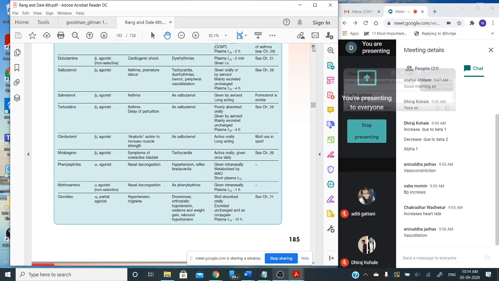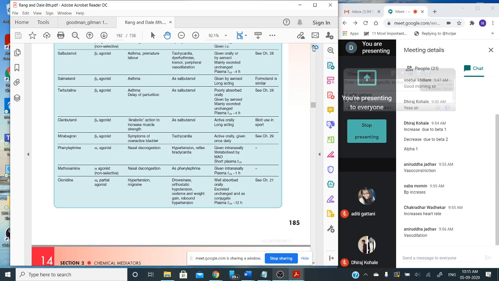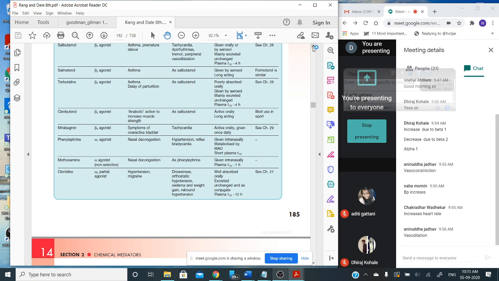What are the adverse effects? Because of alpha 1, which is present in blood vessels, it will cause hypertension. It will cause reflex bradycardia. I hope you remember we discussed it yesterday. Why is it reflex bradycardia? Because the cardiovascular center receives a response from the baroreceptor. Then next is another agent, methoxamine, which is also an alpha agonist. It can also be used as a nasal decongestant, similar to phenylephrine.